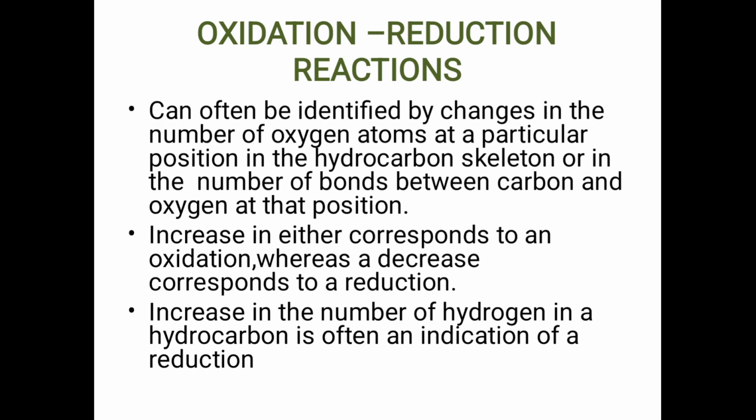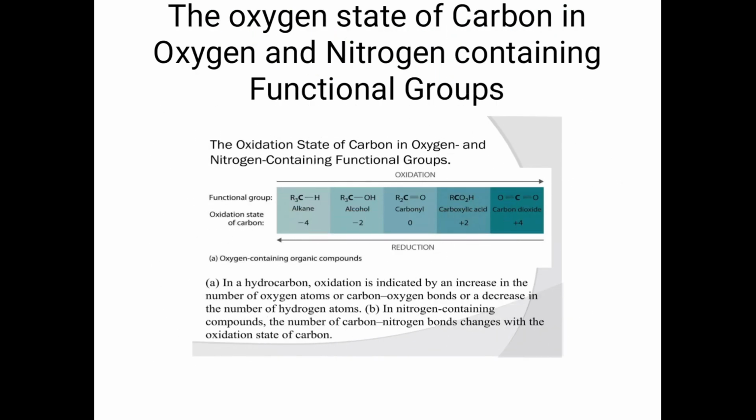Now, how can you identify oxidation and reduction reactions? It can be identified by changes in the number of oxygen atoms at a particular position in the hydrocarbon skeleton, or in the number of bonds between carbon and oxygen at that position. So, an increase corresponds to oxidation, a decrease to reduction. Similarly, an increase in the number of hydrogens in a hydrocarbon is an indicator of a reduction reaction.